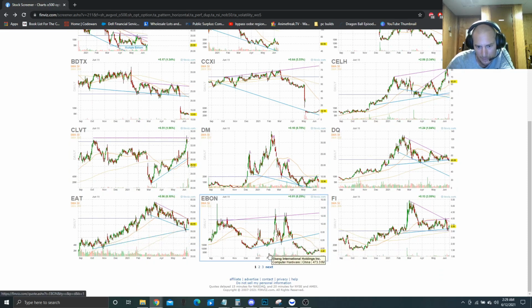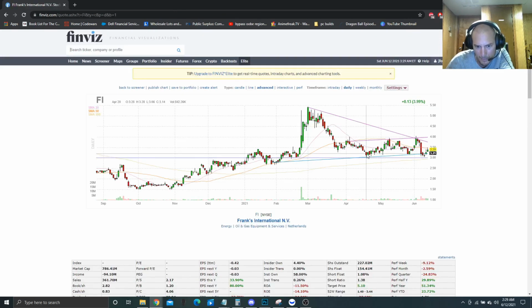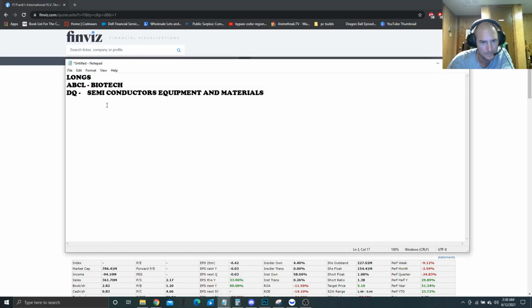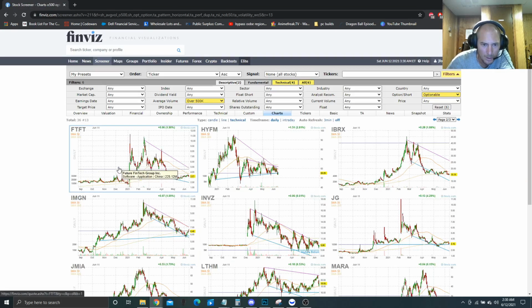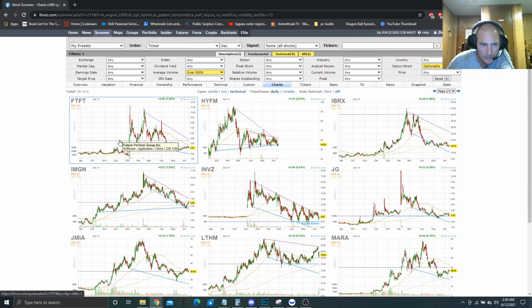I don't like this. This looks like a breakdown. This one looks like we may have missed it. Actually, no, this is a decent setup. Energy, oil, and gas equipment. So FI, we'll type that in also to look at. So just typing in my sectors here. Right, okay, so 2. We've got 2 more pages to look at here.